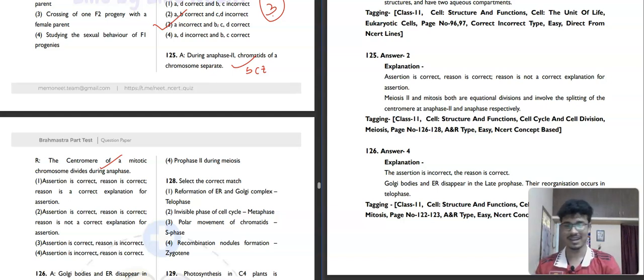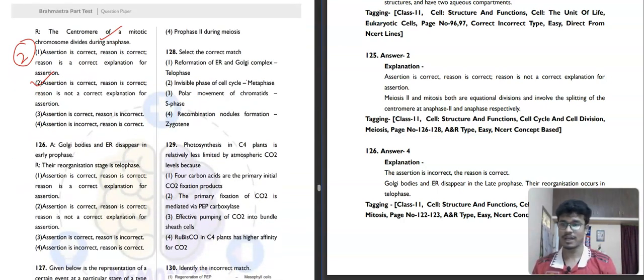I don't think there is any correlation between them, because meiosis 2 and mitosis both are equational divisions and involve the splitting of centromere in anaphase 2 and anaphase respectively. It is not saying how chromatids of a chromosome separate during anaphase 2. So both are correct, but the reason is not the correct explanation of the assertion. Second option.